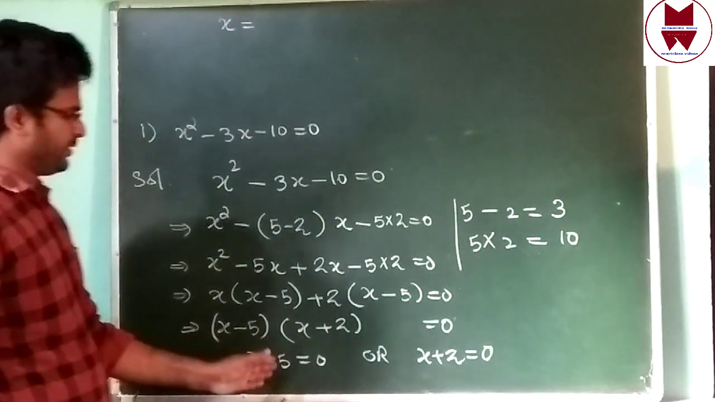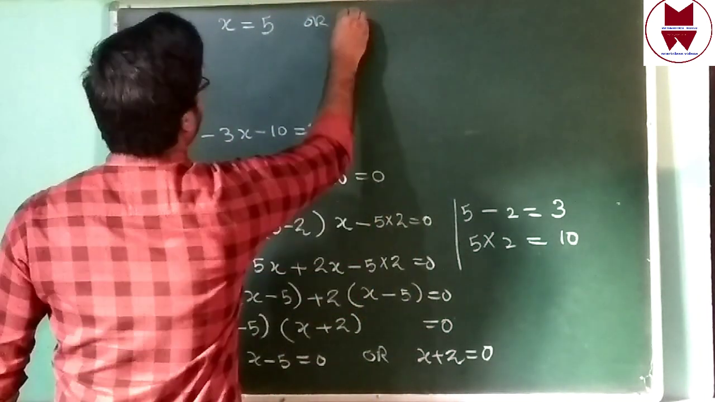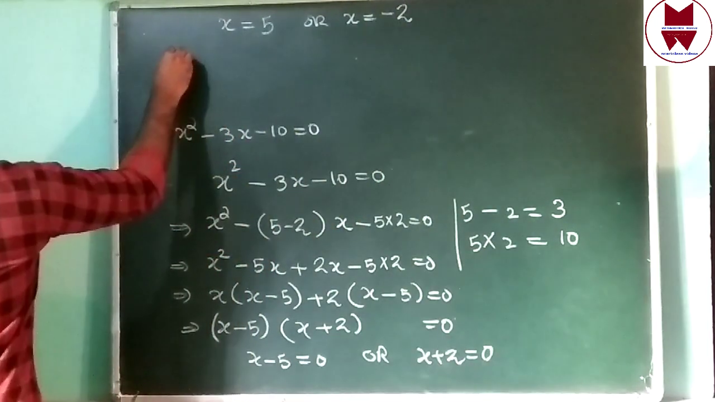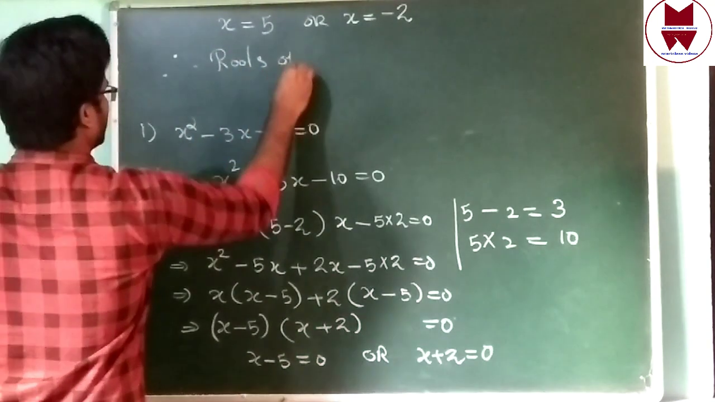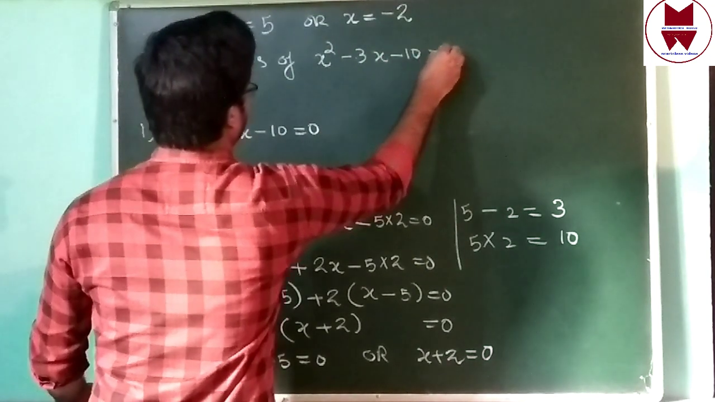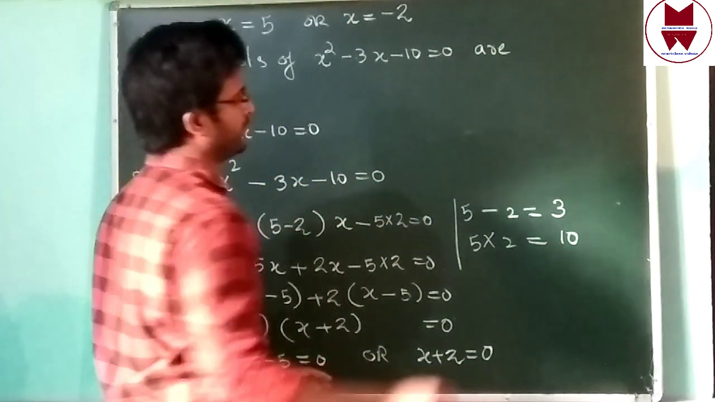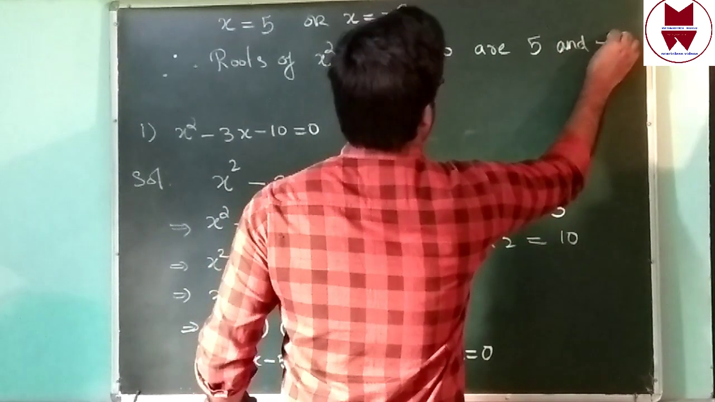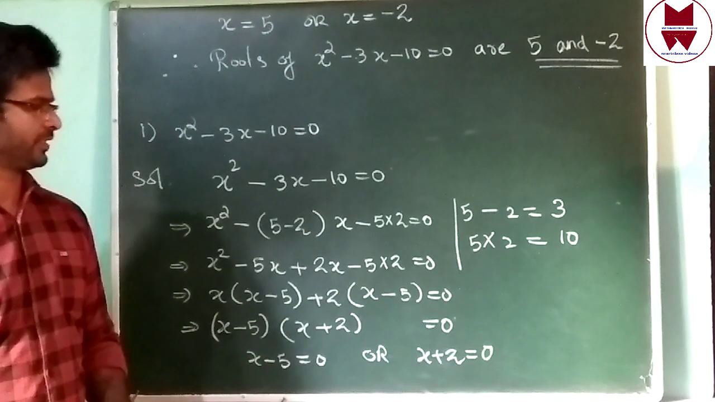x equal to minus 5, bring to right side, that will be plus 5, or x equal to plus 2 become minus 2. Therefore, the roots of x square minus 3x minus 10 equal to 0 are, two roots you will get, 5 and minus 2. This is our answer. Just pause the video, write down in your notebook.